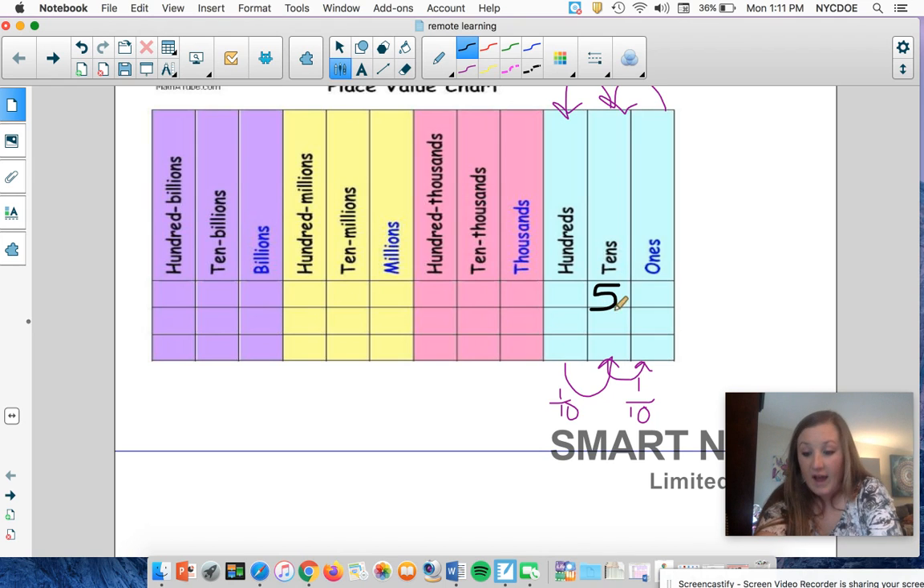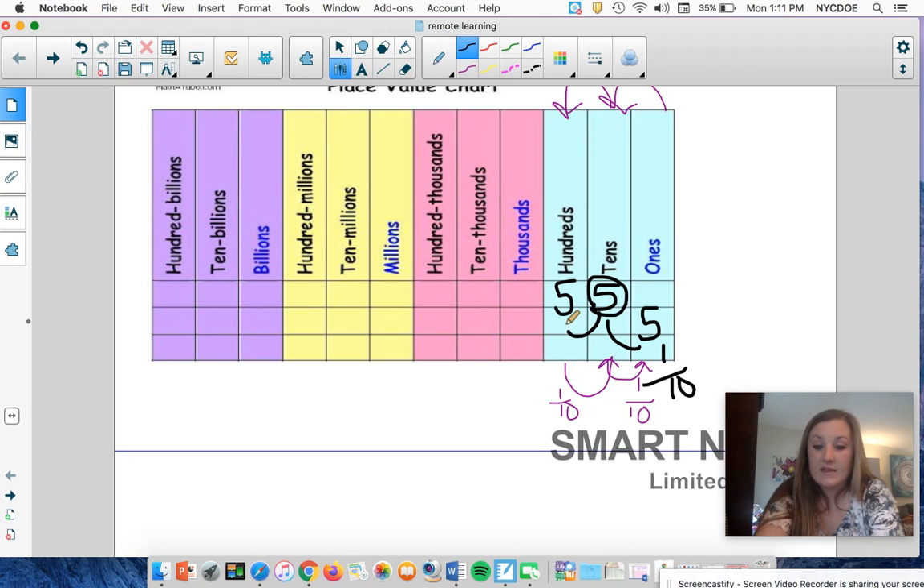This is 5 tens. That's my value. Okay, my digit is 5, the value is tens. If I put a 5 in the ones place, this 5 is 1/10 smaller than the 5 in the tens place. Okay, so this is 1/10 smaller. Okay, so now if I put a 5 in the hundreds place, remember we're focusing on this 10. This is 10 times larger.